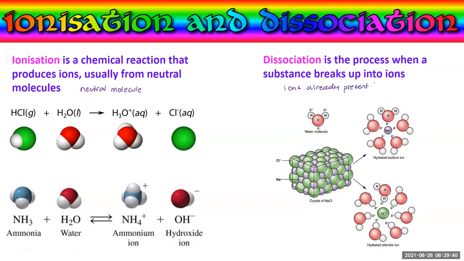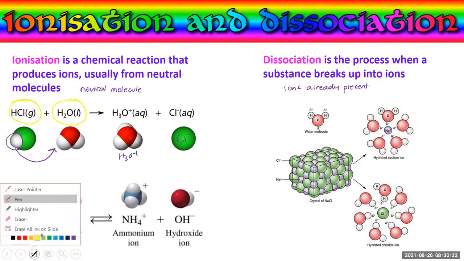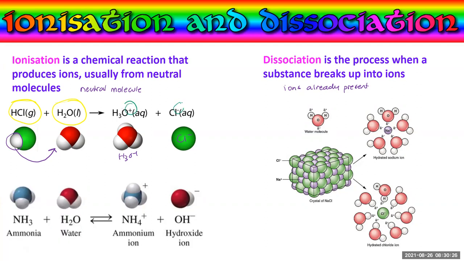All right, let's look at ionization. Acids ionize in water. This is why we're looking at ionization, because acids always ionize. If we look at hydrochloric acid reacting with water, we see that the hydrogen is being donated to the water. This is making our hydronium ion, H3O+, and our chloride ion, Cl-. So what we can see here is that we've started with a neutral molecule. There's no charge here and there's no charge here. But what we've ended up with is ions. You can see we've ended up with charged species. So this is ionization because we are producing ions from the reaction of neutral molecules.